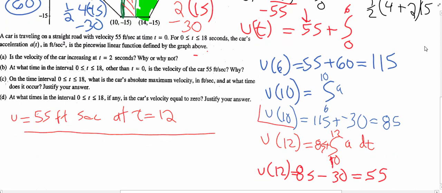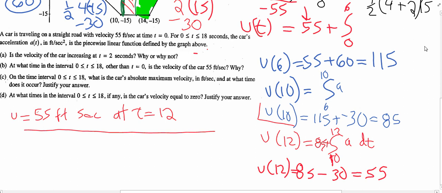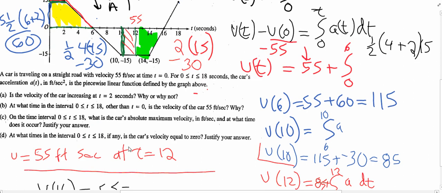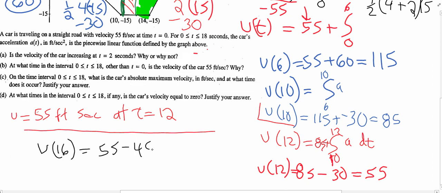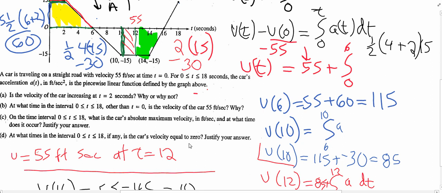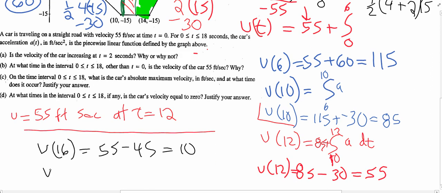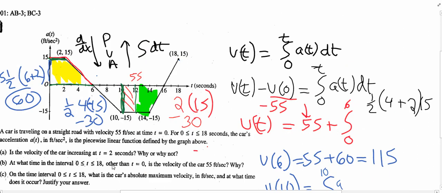Okay, so when we get to 16 seconds, the velocity at 16 seconds is equal to 55 minus 45, which equals 10. And then we can just go check the endpoint, which I'm pretty sure it's not going to make it back up there, but the velocity at 18 seconds is equal to 10.